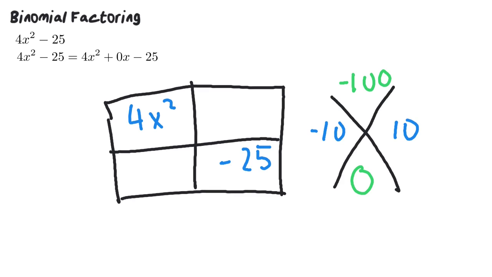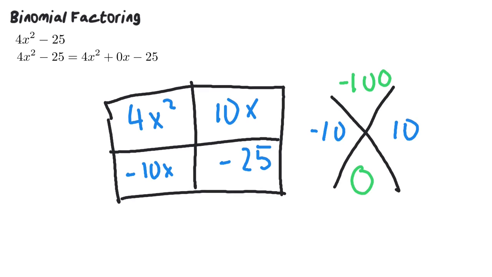Doesn't matter where the negative and the positive go, so I'm going to put the 10x here and negative 10x here. Since these two numbers tell us how to split up the middle, which is 0x, and the middle term has an x with it, when I put them back in, I put them back in with the x's also. Okay, so now it's just a matter of GCF.